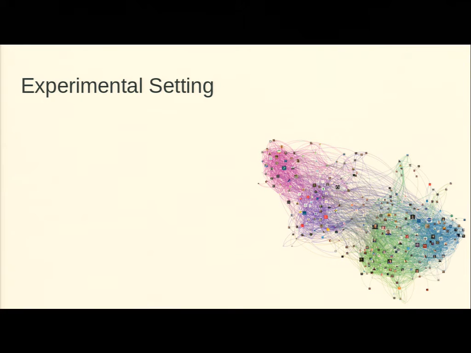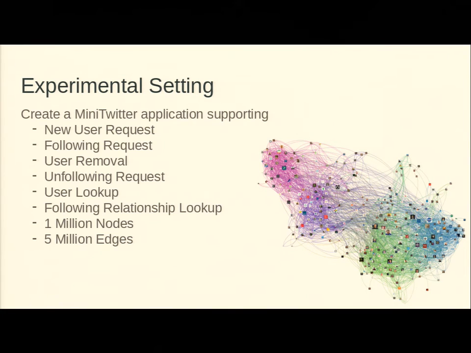So to experiment with our system, we have created a mini Twitter application. So users are nodes, following requests are edges, right? So a following relationship is an edge. So we support new user requests, following requests, the removal of either of those, user lookup, and then the edge or the following relationship lookup. And the graphs we're running with these benchmarks are usually around 1 million nodes, 5 billion edges. In this presentation, they're all scale-free. In the paper, we look at randomly generated graphs and scale-free graphs.